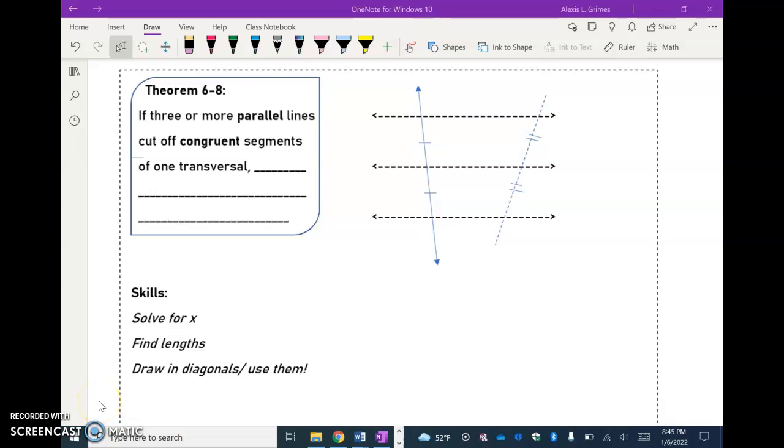All right, last theorem, theorem 6.6-8. This is not for parallelograms. This has to do with transversals. It's just included with parallelograms. It says if three or more parallel lines cut off congruent segments of a transversal, then they cut off congruent segments of every transversal.